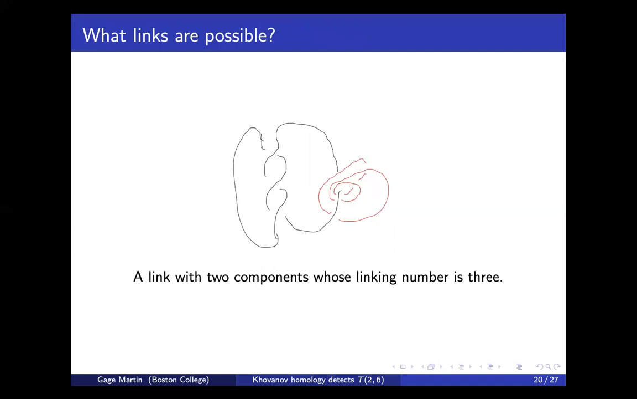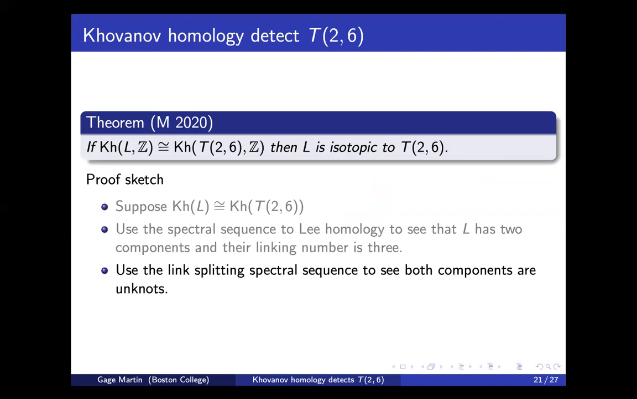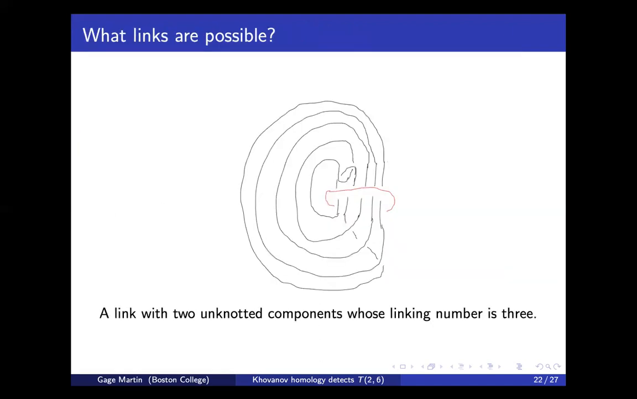So when we're ruling this out, we'd then use the link splitting spectral sequence to see both components are unknots. And here you do need to do a little bit of casework to rule out the case where one of the components is an unknot and the other is a trefoil, which you didn't have to do with the Hopf link. But it isn't too hard to do, it's just a little bit of extra work. So now here's an example of a link with 2 unknotted components, and the linking number is 3. That's not T(2,6).